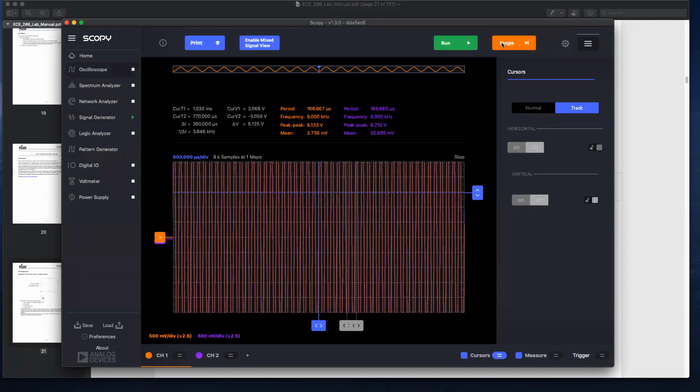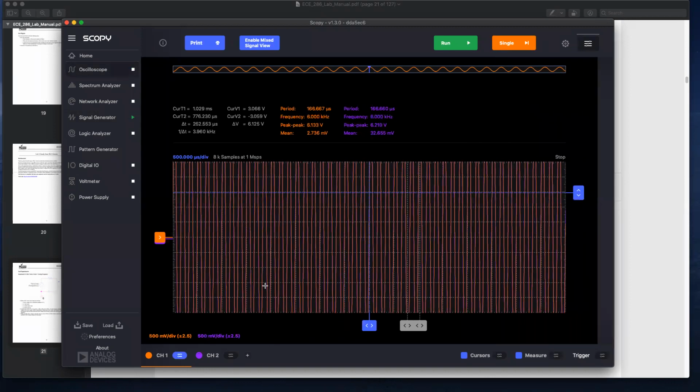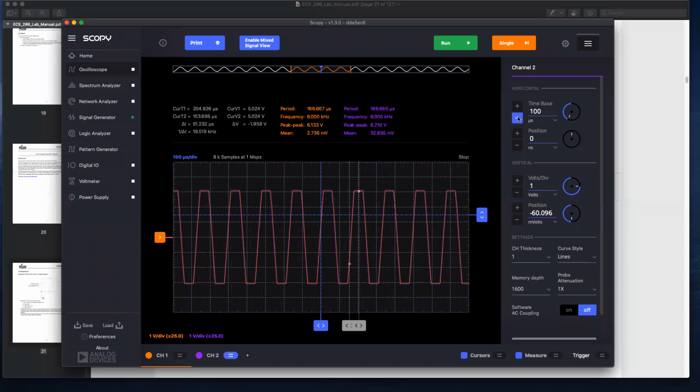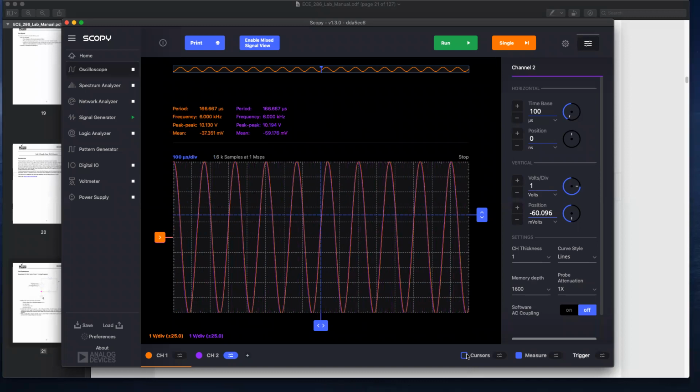And then I will click single, and there we go. That's my data. Let me just increase my vertical and then decrease my time base. And then let me click single again. There we go. That looks prettier. That looks like sine waves. And when I disable my cursor, you can measure the voltage as about the same.